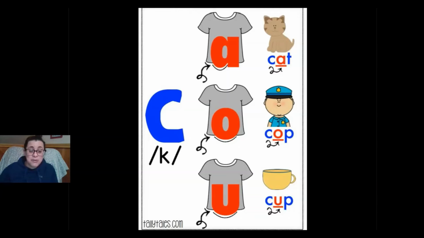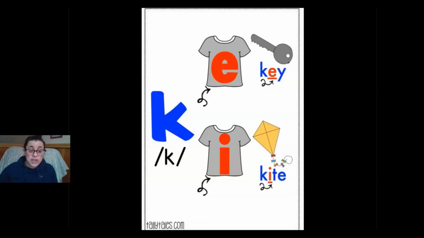Use a C before a round letter: A, O, or U. We use a K when we're spelling a word and we hear that E sound or that I sound, like key or kite.